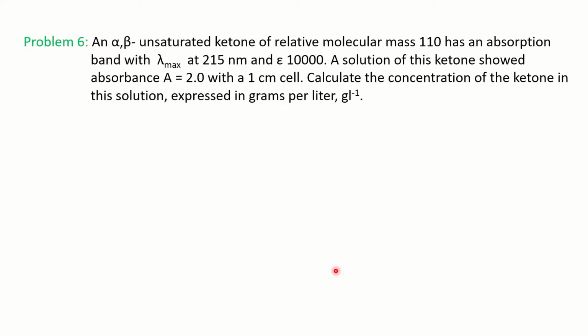Okay, now this one is basically based on the Beer-Lambert law, where the lambda max value and the epsilon are given for an alpha beta unsaturated ketone. You can see here the absorbance value is given with a path length of 1 centimeter cell. They are asking you to calculate the concentration in gram per liter. So we know the formula A is equal to epsilon C l, where A is the absorbance, epsilon is the molar absorptivity, C is the concentration and l is the path length or cell length.